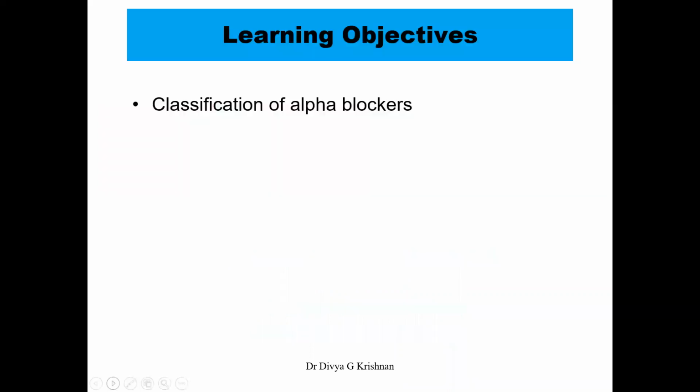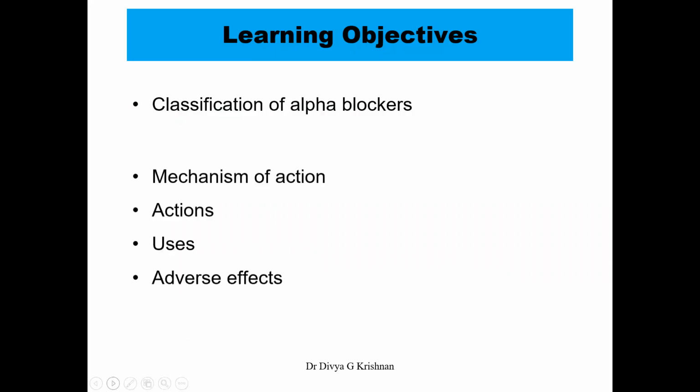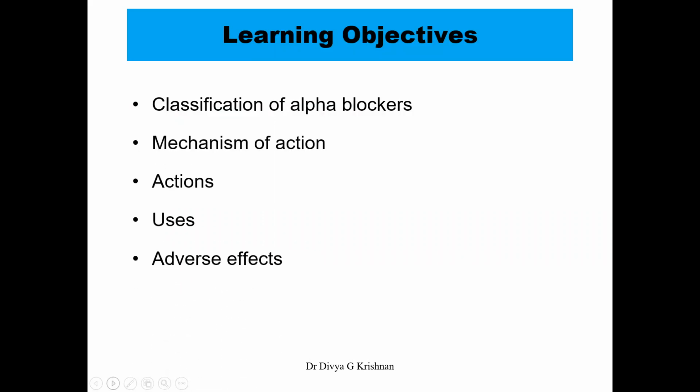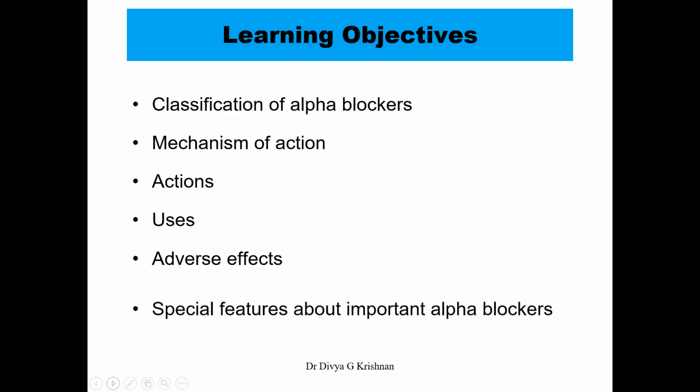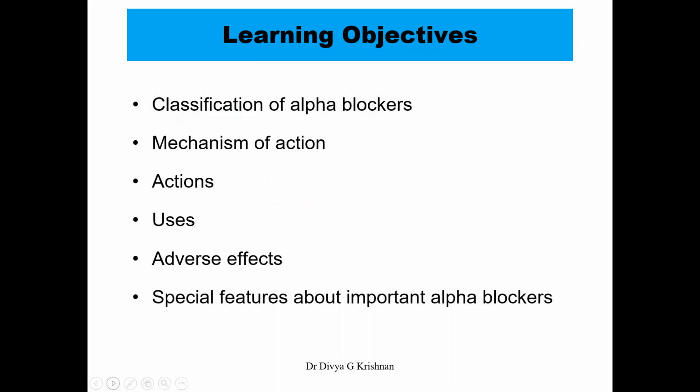The topic shall be discussed under the following headings: the classification of alpha blockers. Then we shall see in general the mechanism of action, actions, uses, and adverse effects of alpha blockers. And finally, towards the end of the topic, we shall be discussing some special features about important alpha blockers.